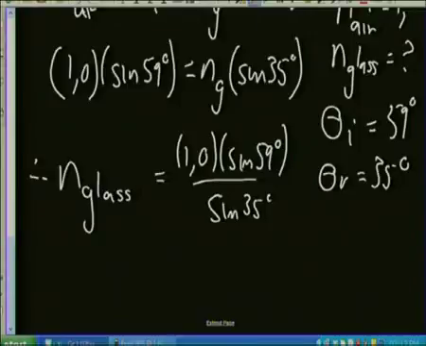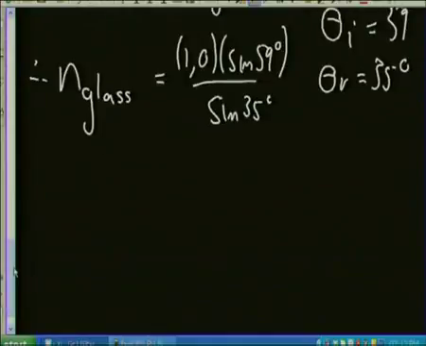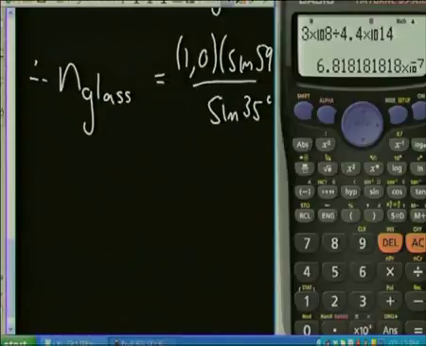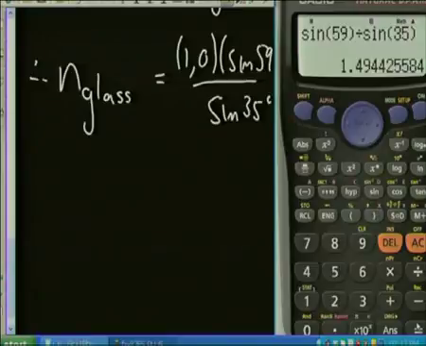So let's put all of that onto the calculator and see what answer we get, see if it's reasonable. So clear the calculator. We're going to say sine 59. I'm not even going to worry about putting the 1 in. I'm just going to say sine of 59. Then I'm going to divide that by the sine of 35. Close the bracket and say, give me an answer. And it gives me 1.49.